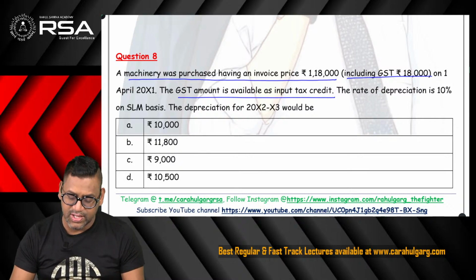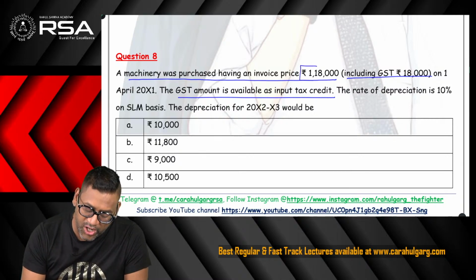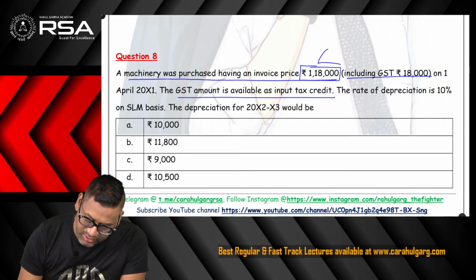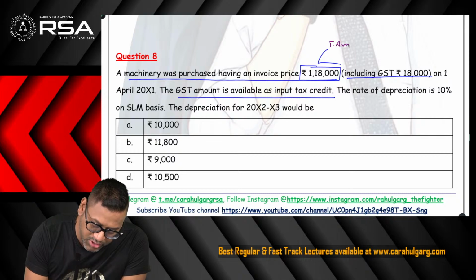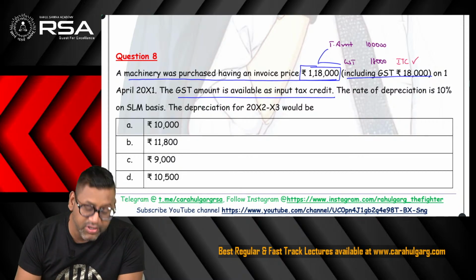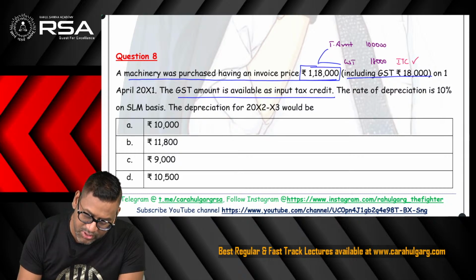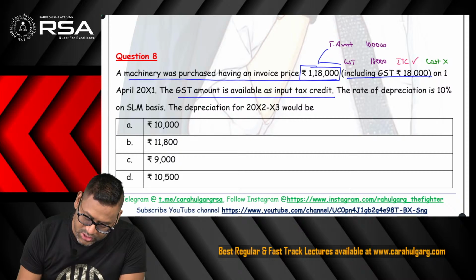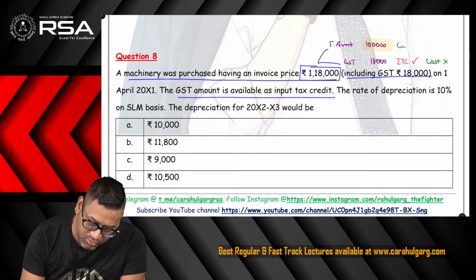In this case, you have incurred rupees 1,18,000, including 18,000 GST. Means I can say that the taxable amount is 1 lakh and the amount of GST is 18,000. But the question says the ITC is available. If ITC is available, this will not become part of cost. So this is the only relevant cost, 1 lakh.